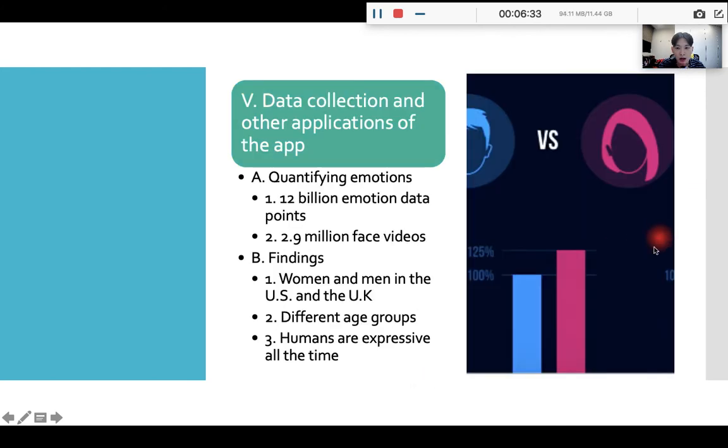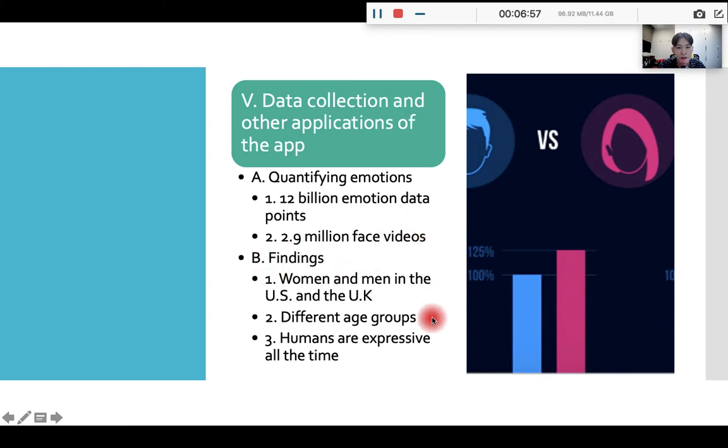And from the bar charts presented in the speaker's talk, we know more about their data collection. So the first thing is we can quantify emotions now. The first finding is 1.12 billion emotion data points are collected, and they also collect 2.9 million face videos. And what are the findings?